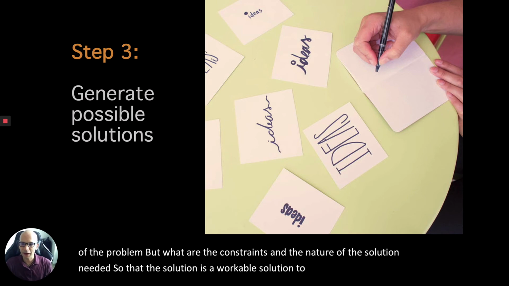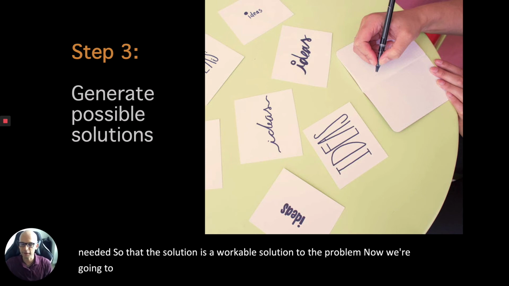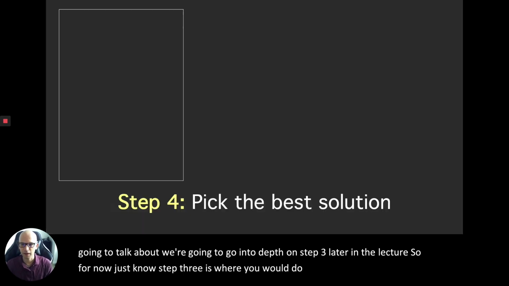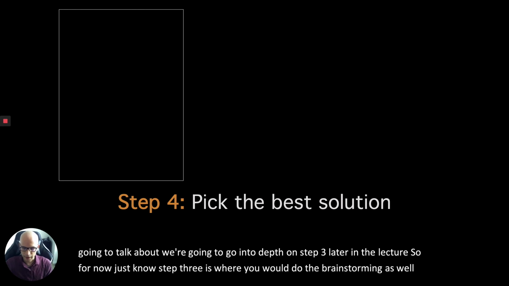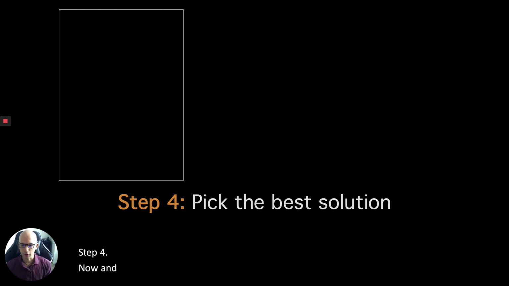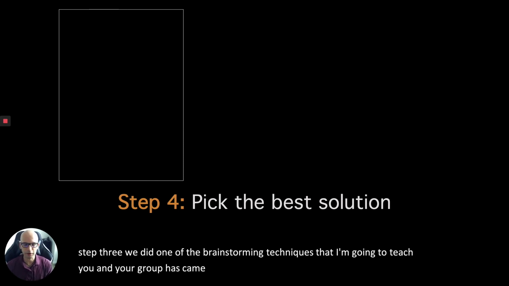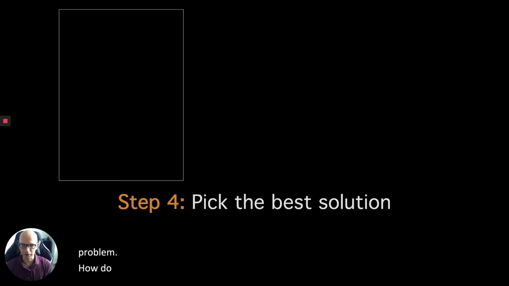Now, we're going to go into depth on step 3 later in the lecture. So for now, just know step 3 is where you would do the brainstorming, as well as step 4. Now, in step 4, there are 3 different ways to pick a solution. So let's say in step 3, we did one of the brainstorming techniques that I'm going to teach you, and your group has come up with 2 or 3 possible solutions to the problem. How do you get agreement on one particular solution?